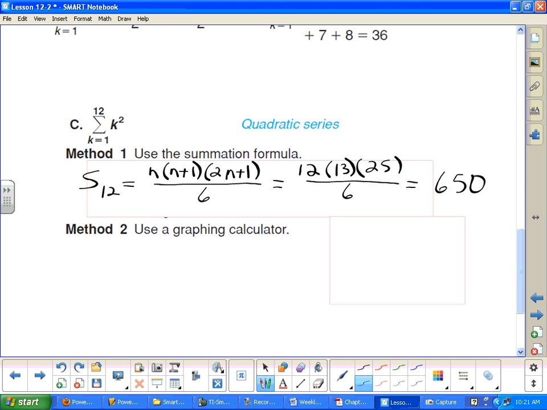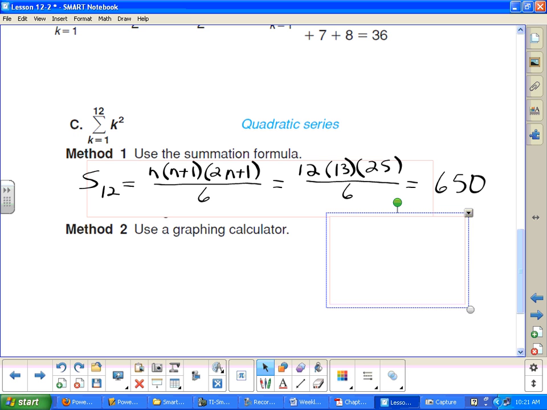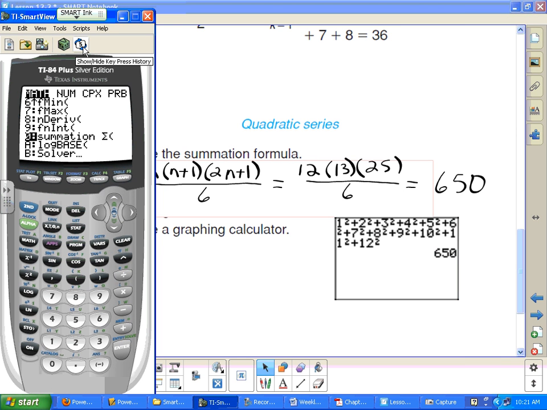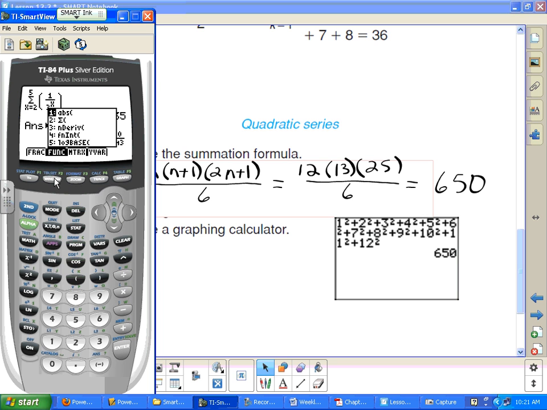All right, and their method for showing it on your calculator is just plugging them all in and adding them up. Okay. But the other way you can use your calculator, which we just saw, so if we go alpha, summation, and we went from x goes from 1 to 12, and of x squared. We also get 650. Okay. Much easier.